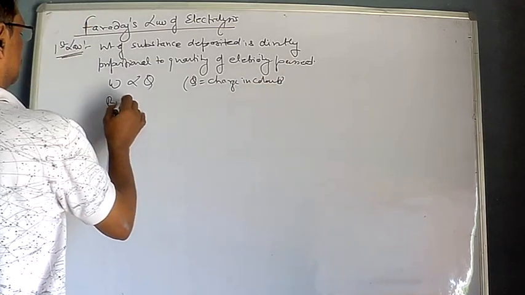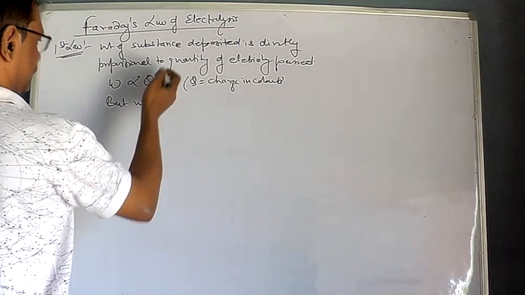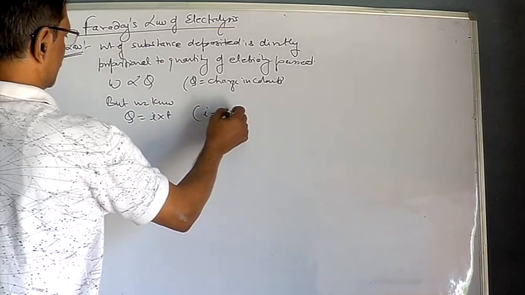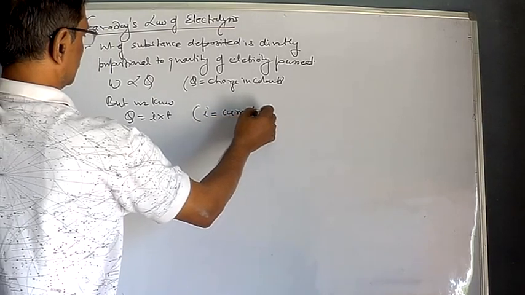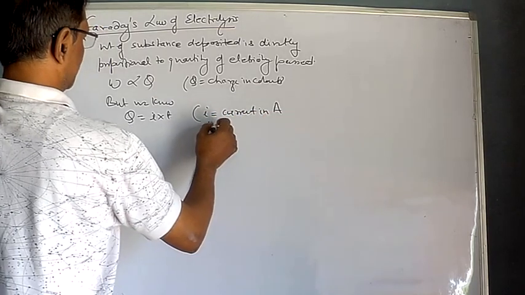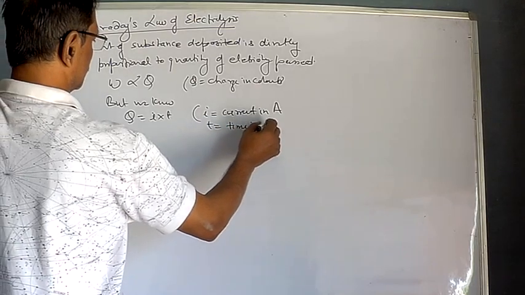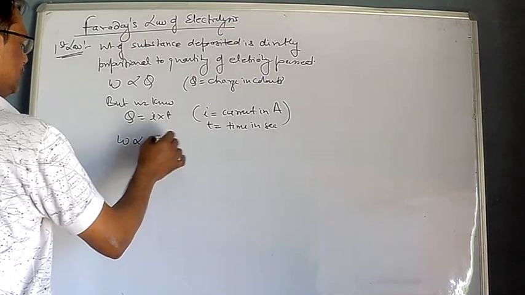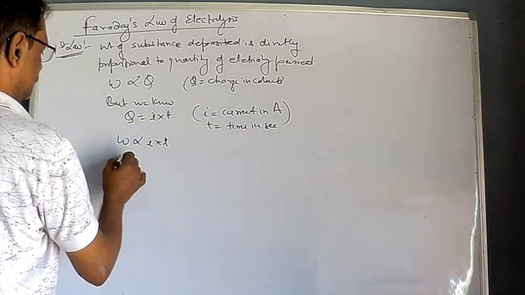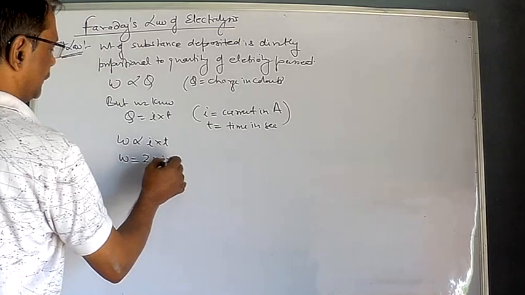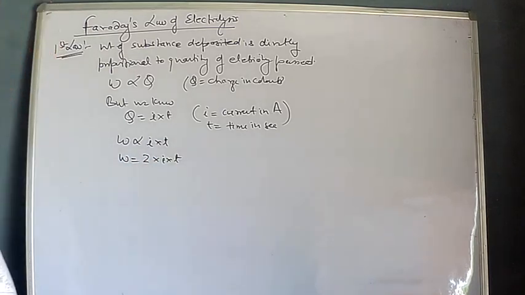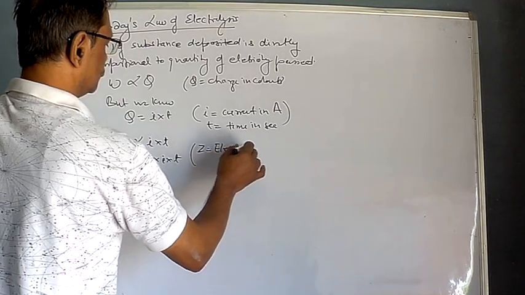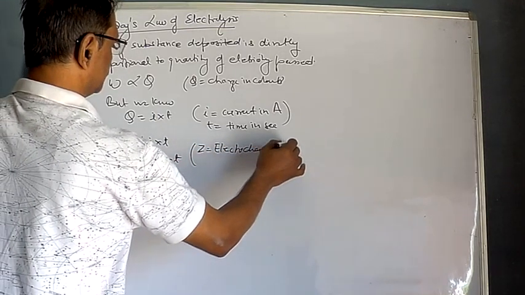But we know from physics Q equals I into T, where I is your current in ampere and T is time in second. So in the next step I can write W directly proportional to I into T. Removing the proportionality, W equals Z into I into T. So what is Z? Z is called electrochemical equivalent.